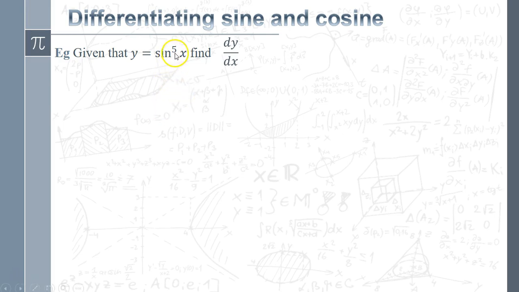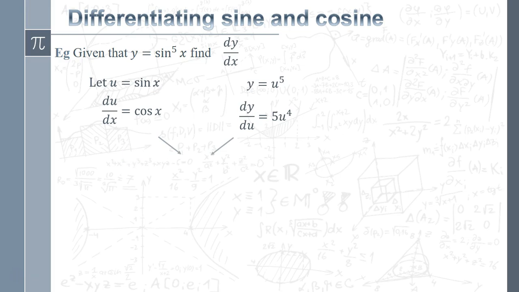Because again, we've got a power function inside a trig function. So if you're not sure, chain rule it, formal style. Here we go. u equals sine x, du/dx is cos x, y equals u to the power 5. So dy/du, sorry, is 5u to the power 4. Put the two things together, and we end up with that. And so now just reverse the substitution, and we end up there.